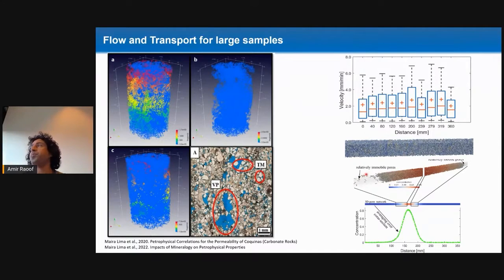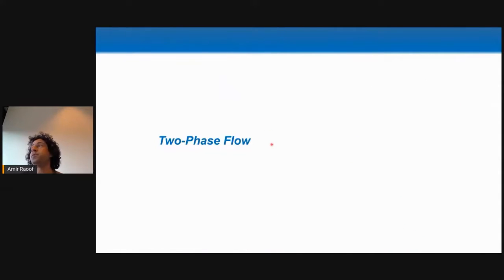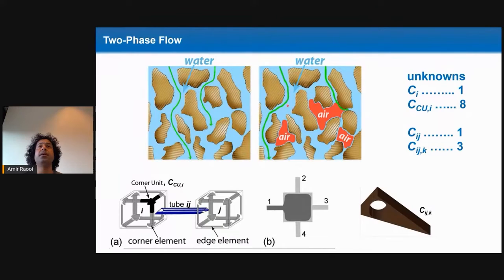So with this, I'm going to now move to the case where you have two phases within the sample. So for two-phase flow, as I mentioned, there is, for example, water or air or gas and oil within the sample. The main mechanism that comes in here is at the pore scale.